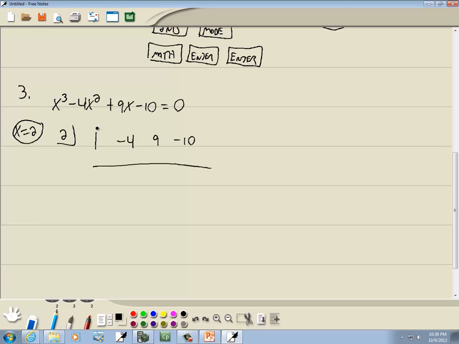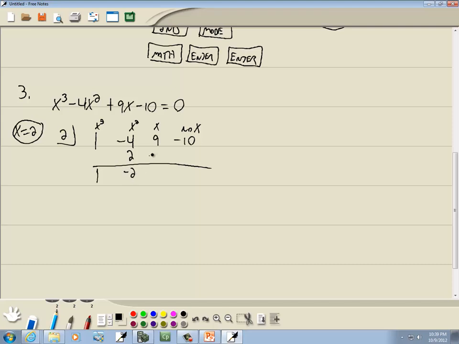Now remember, synthetic division, this is x to the third, this is x squared, this is x, and this is no x. So I'm going to add 1 plus nothing's 1. Multiply, you always multiply by the number up in the box, but the number you just put down there. 2 times 1 is 2. Add, negative 4 and 2 is negative 2.